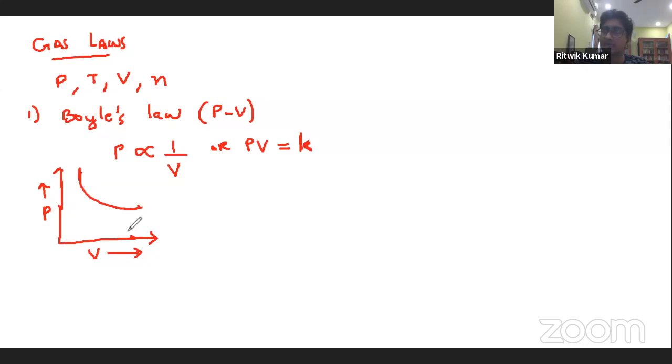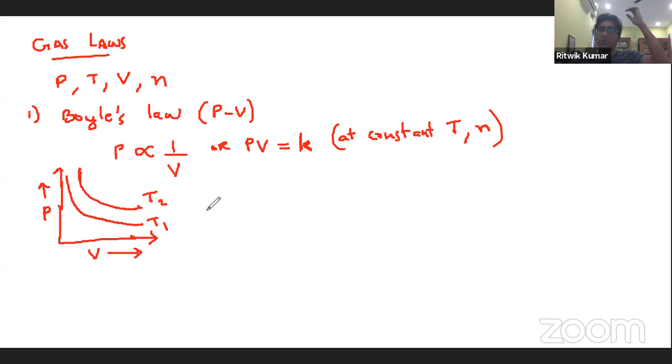this curve, right? Now, depending on what temperature that you're doing this experiment on, right? So this relation PV equal or P is proportional to 1 by V is at constant temperature and for the same amount of gas. For these conditions only, pressure is inversely proportional to V. So for different temperatures, we have different curves.